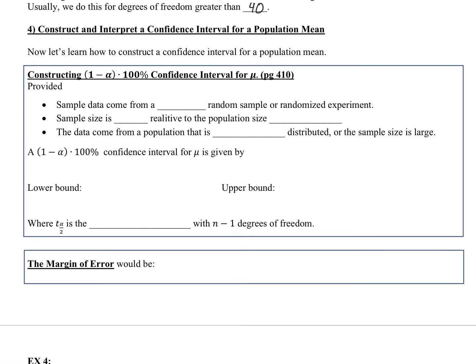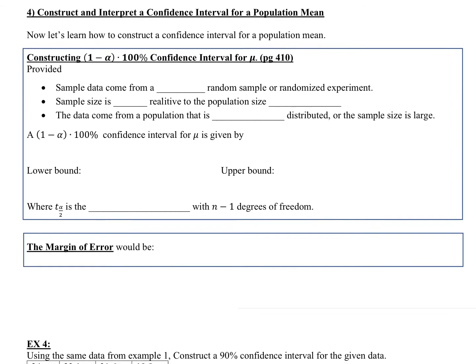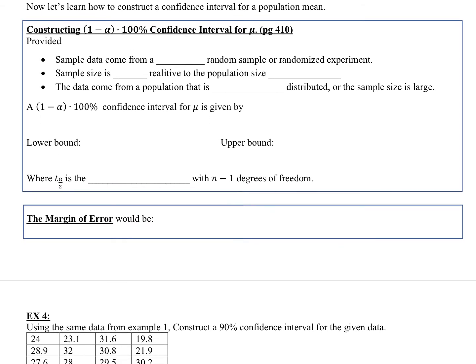And remember, as our n value gets bigger and bigger, our sample size gets bigger and bigger, our sample standard deviation will start getting closer to our population standard deviation. Now let's go ahead and construct and interpret a confidence interval for a population mean. So constructing a (1 − α) × 100% confidence interval for μ.